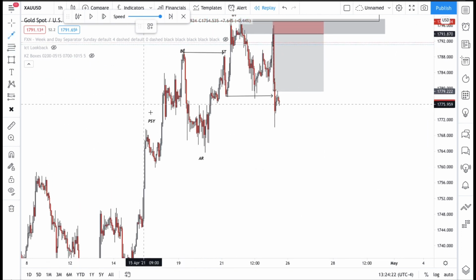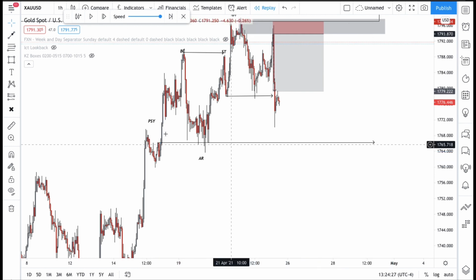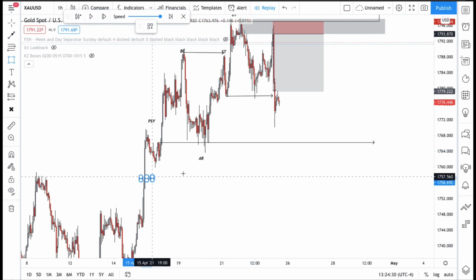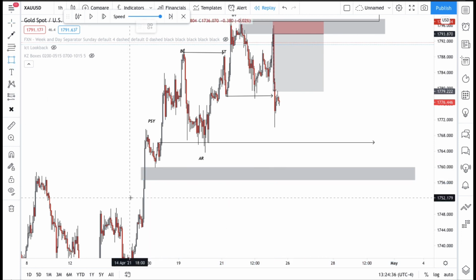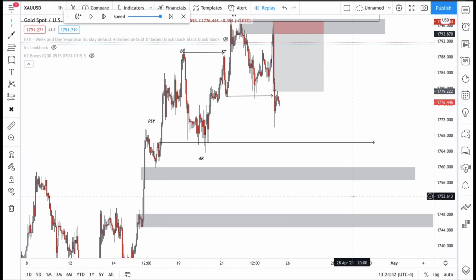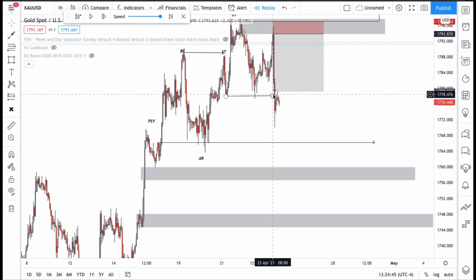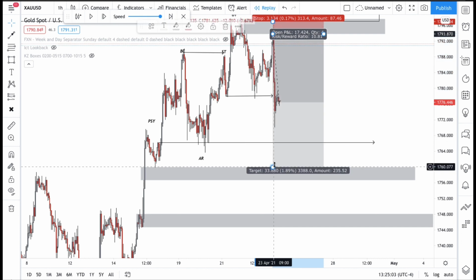You can target these lows over here. You can target all of this imbalance. You can target this order block down here. It's all up to you, to be honest. I personally went for, I forgot. Let me just go back and check. Yeah, we simply targeted the imbalance, didn't we? Yes, we did. Simply targeted this imbalance down here.